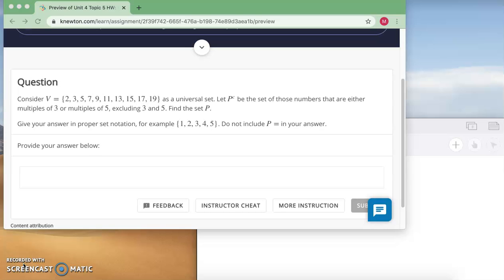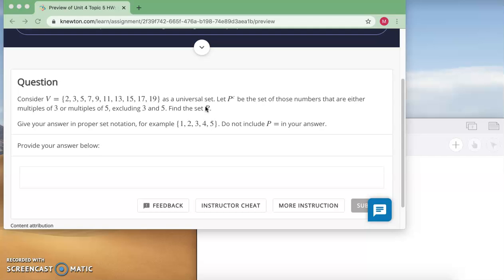All right, consider V equals 2, 3, 5, 7, 9, 11, 13, 15, 17, 19 as a universal set. Let P complement be the set of those numbers that are either multiples of 3 or multiples of 5, excluding 3 and 5. So find the set P. Remember, the complement is everything in the universal set that is not in P. So first, let's go ahead. Oh yeah, and let's make sure we also give your answer in proper set notation. For example, brackets, commas, all that, but do not include P equals in your answer.